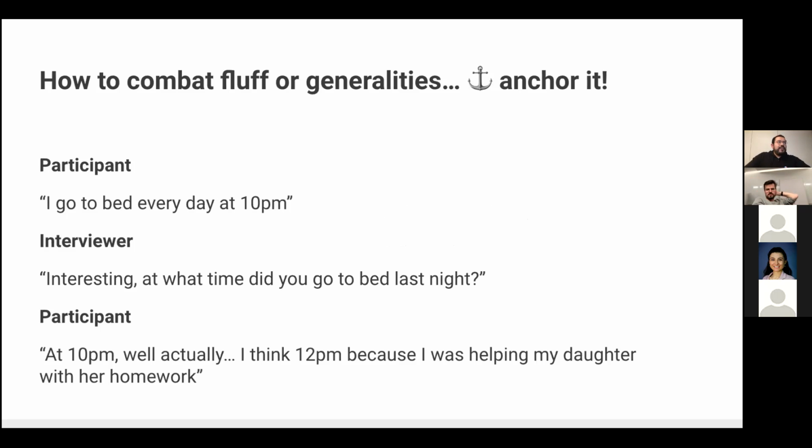So when it comes to fluff, you need to anchor it. This is what I was talking about earlier about having a follow-up question to generalizations. For instance, somebody who says, I go to bed every day at 10 p.m. Every time you hear something like every time, every day, everybody, your spidey sense should be tingling, and then you should have a follow-up question. Interesting. At what time did you go to bed last night? The follow-up question is about a recent behavior in the past, and the person actually walked the statement back. So at 10 p.m. Well, actually, I think 12 p.m. because I was helping my daughter with her homework. So knowing about those exceptions is super important.